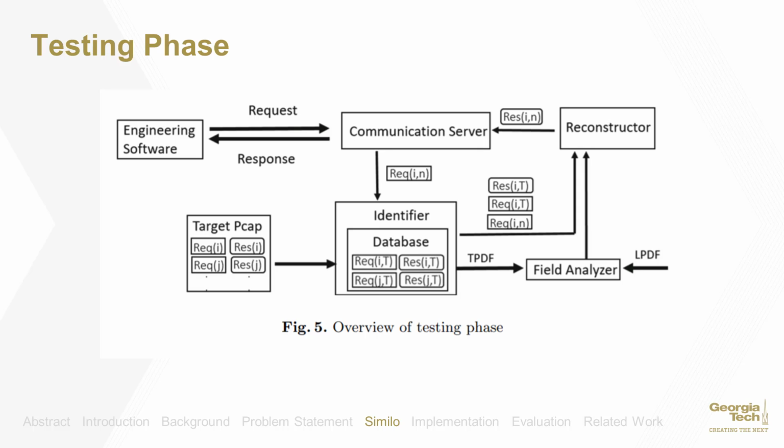During the testing phase, a target PCAP file is loaded into Senthivel. The target PCAP file gets loaded into a database as pairs of requests and responses. Once loaded, the communication server starts, then waits for an upload command from the engineering software. Once the upload command is sent, a request hits the communication server and gets redirected to the identifier. Much like the pairing operation in the learning phase, the request is compared by message length and message content to find the most similar match. Additionally, the identifier also identifies the dynamic fields of the testing phase.